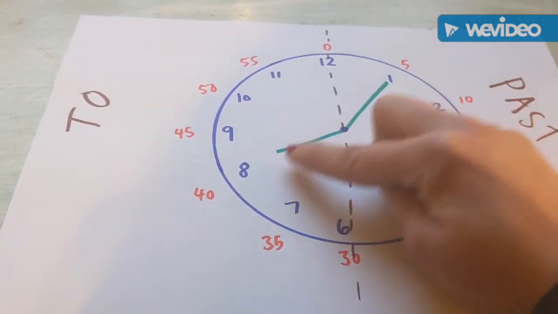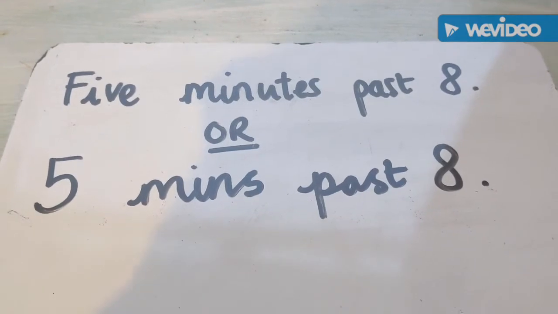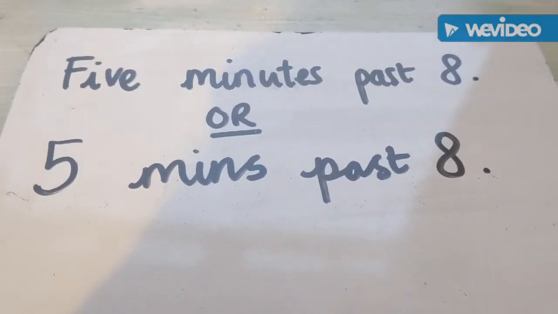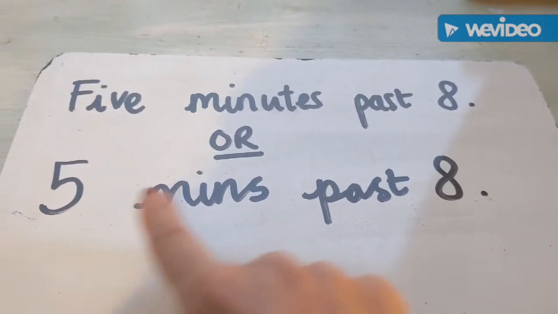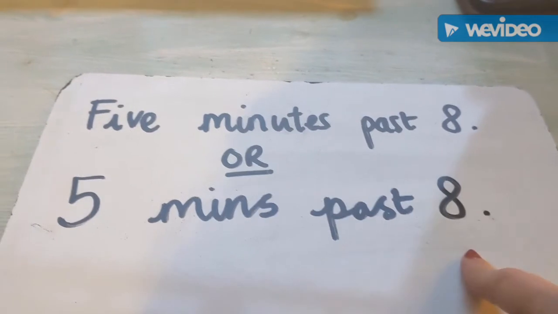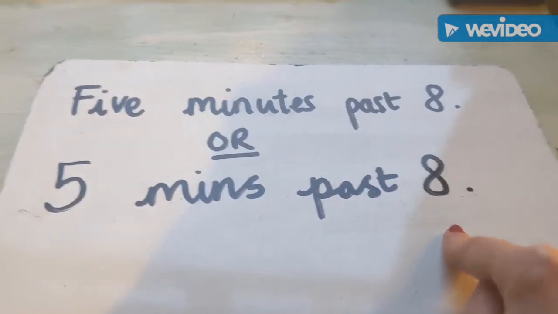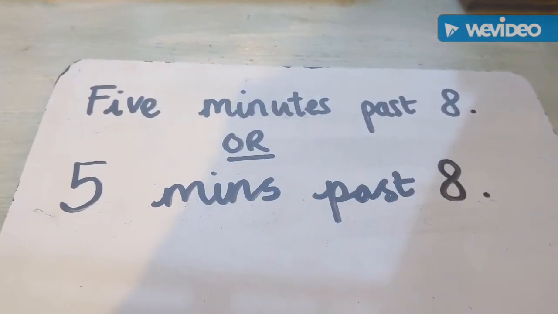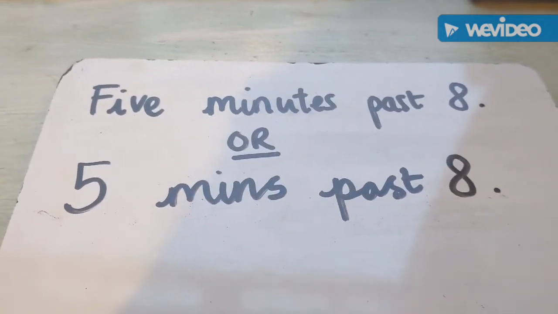5 minutes past 8. So if we were going to write that down under our clock, we could say it was 5 minutes past 8, or you could shorten it and just say 5 mins past 8. When you're writing them out today, I'd like you to say 5 minutes or mins past 8. I know when we say it, normally we would just say 5 past 8, but I think if you write it out with 5 mins or minutes past 8, it will help you to remember what you're talking about really, that you're talking about 5 minutes past 8.